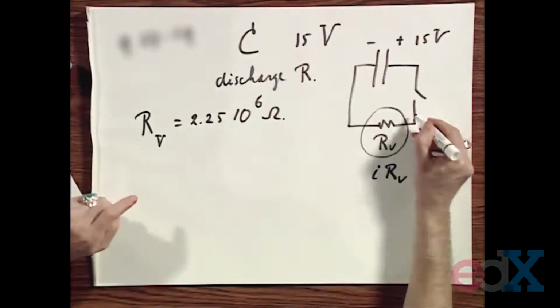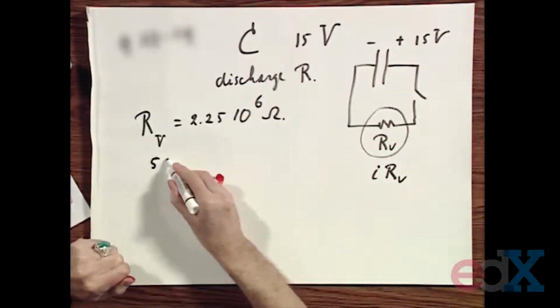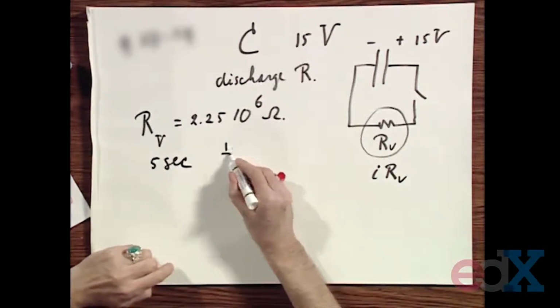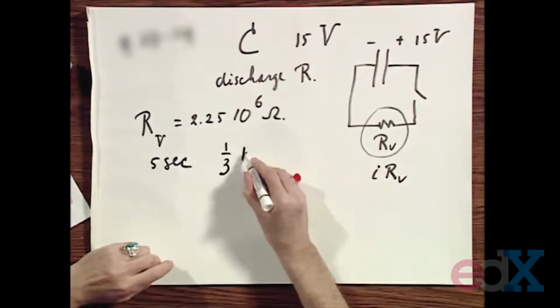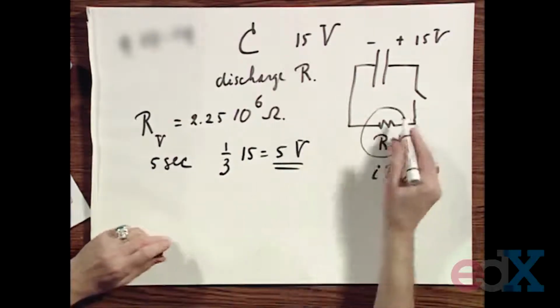You start throwing the switch, what do you see? 15 volts, of course. Now you wait 5 seconds, and what do you see? You only see 1/3 of 15 volts. You only see 5 volts. At least that's a given.